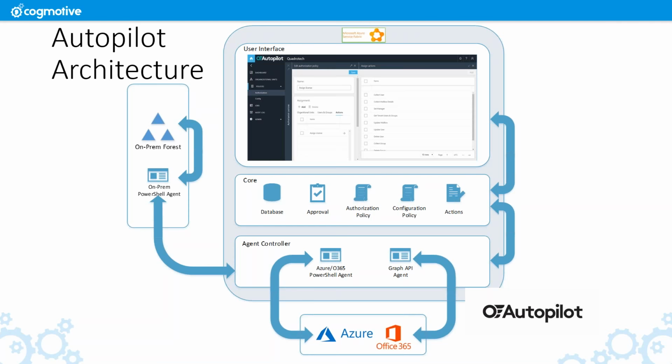So we can make changes, again, on-prem via PowerShell. We have the PowerShell agent for Azure and Office 365 for anything we can't do via Graph. And then we also have the Graph API agent that we try to primarily utilize unless there's not functionality there for us to perform that action.